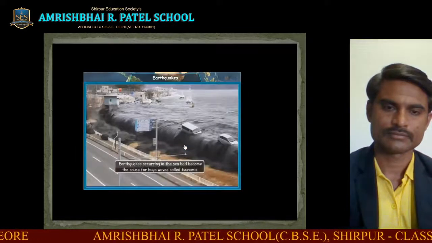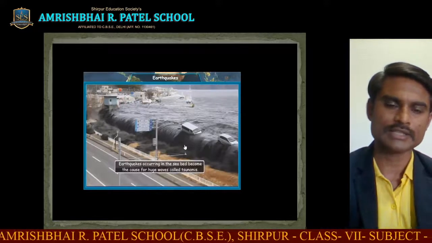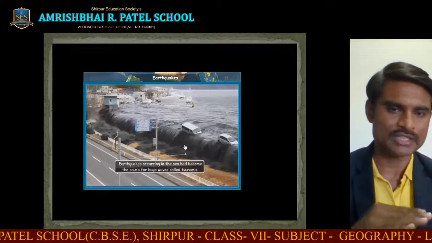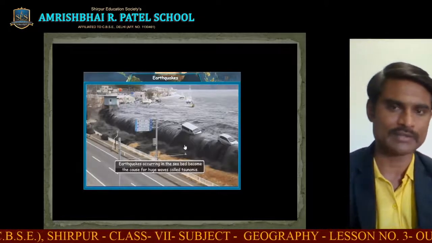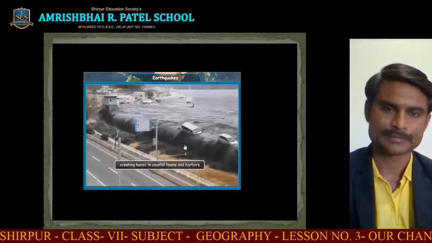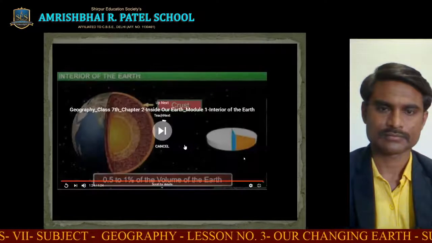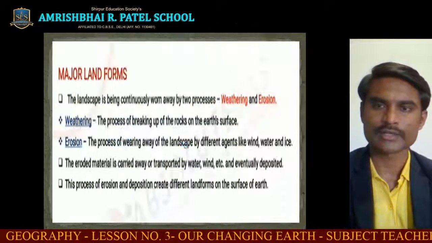Earthquakes occurring in the seabed become the cause of huge waves. Yes, this is another form of earthquake, which occurs at the seabed, deep inside the sea. They become the cause of huge waves known as tsunamis, creating havoc in coastal towns and harbors. So this is the way we have studied about the earthquake.